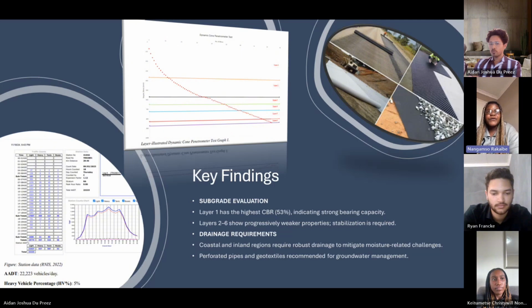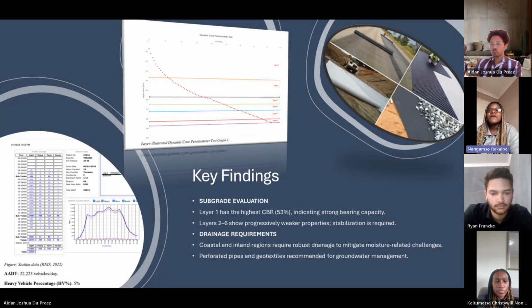The region that we have, which is in Hermanus, specific to coastal roads, is prone to high moisture content, which can affect the strength of the subgrade layers. To address this, we suggest the installation of fabricated pipes and geotextiles beneath the pavement structure. These materials allow for effective drainage by preventing water from accumulating in the subgrade and ensuring that groundwater does not infiltrate into the pavement layers. The use of these geotextiles helps in reinforcing the subgrade layer and material and preventing the migration of the fine particles which could compromise the stability of the base or sub-base layers.